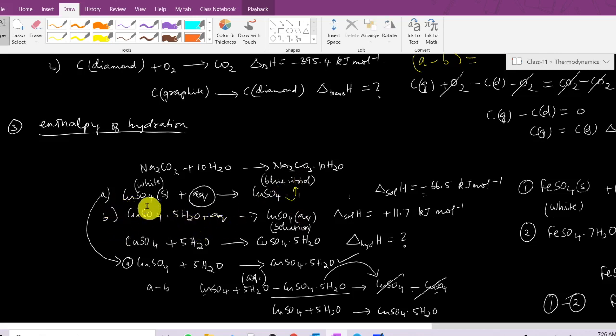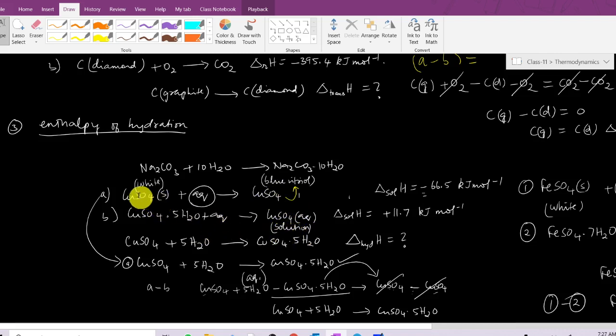Now suppose, for example, how do we calculate the enthalpy of hydration using Hess's law? Now in this copper sulfate, CuSO4 solid in aqueous, if you put it in water, you dissolve it. Then the CuSO4 will take up 5H2O, and then if you dissolve it, you get a solution of copper sulfate.